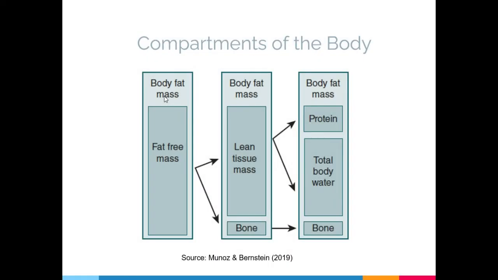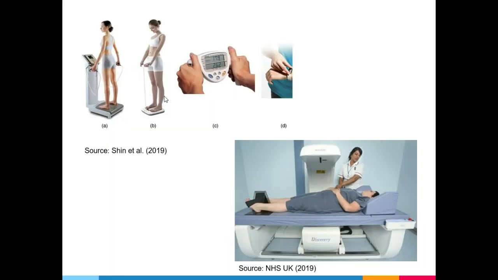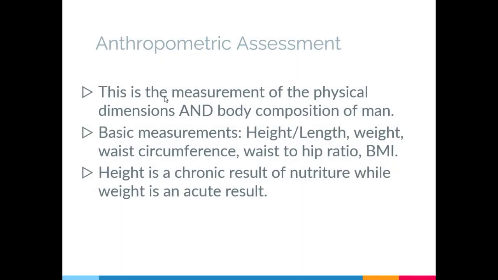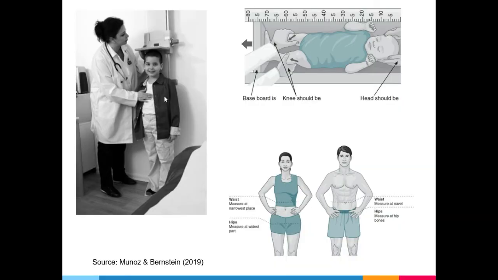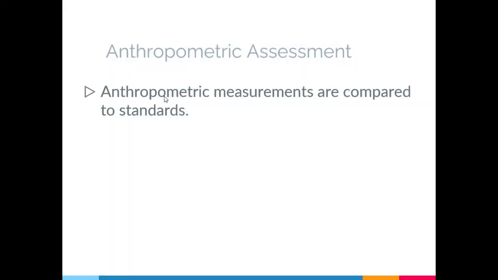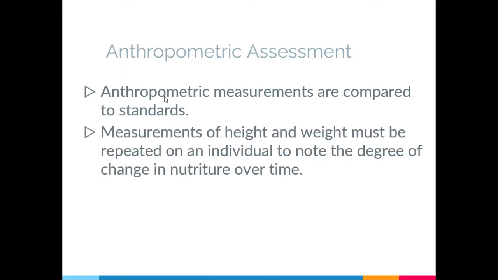So these compartments of the body are evaluated by Anthropometric Assessment. Okay, mao man na silang body composition. Okay, and then these measurements are compared to standards. Measurements of height and weight must be repeated on an individual to note the degree of change in nutriture over time.